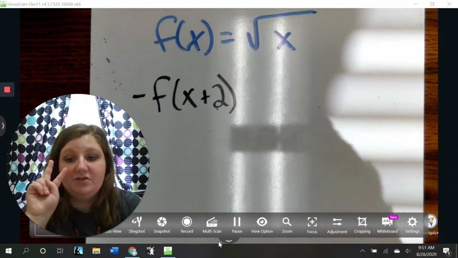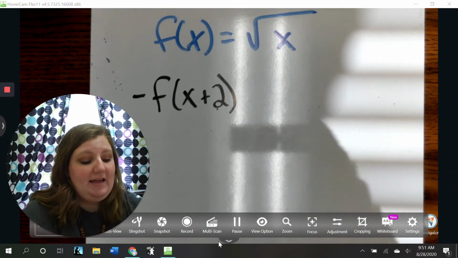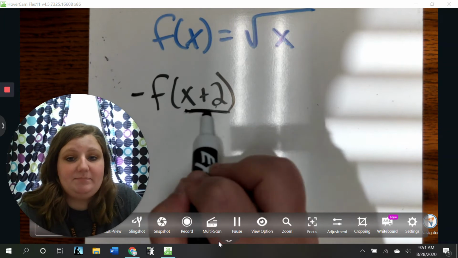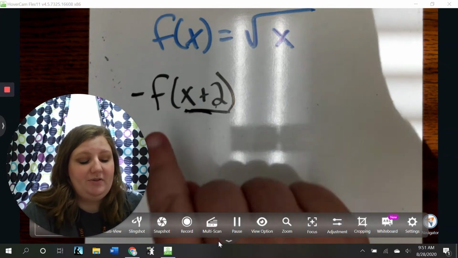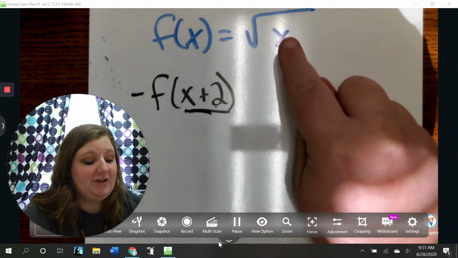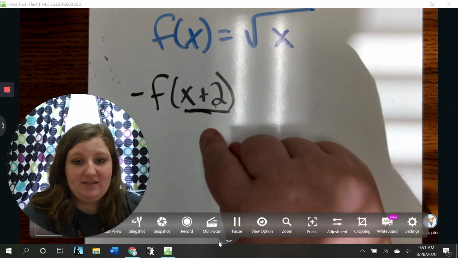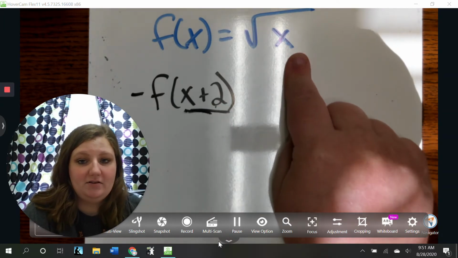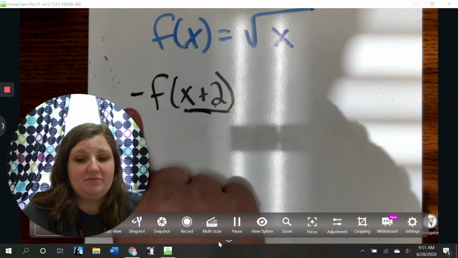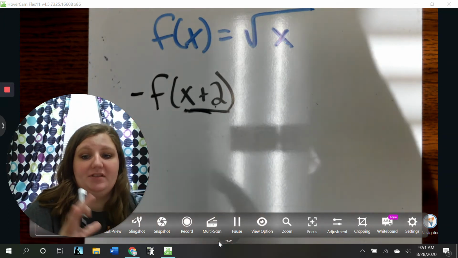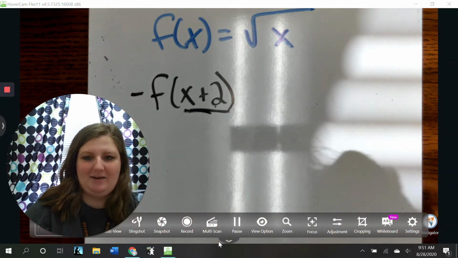I've got two things happening here. Inside my function, I have x plus 2. So that means when it's in the function, it goes in place of x. Whatever's in the function replaces x. Whatever's outside of the function changes everything else. I don't know if I'm explaining that well.